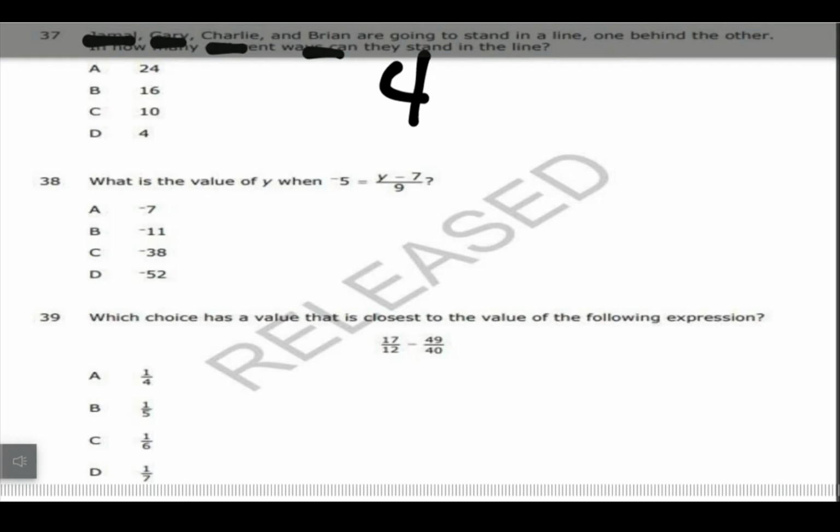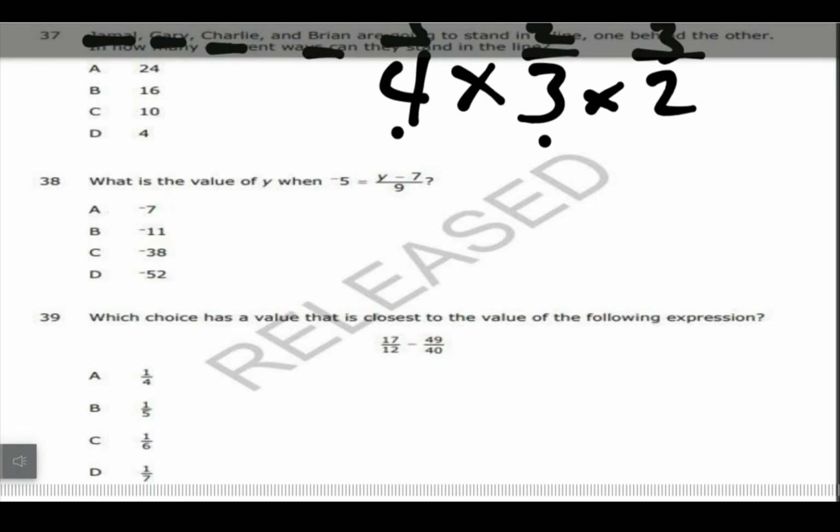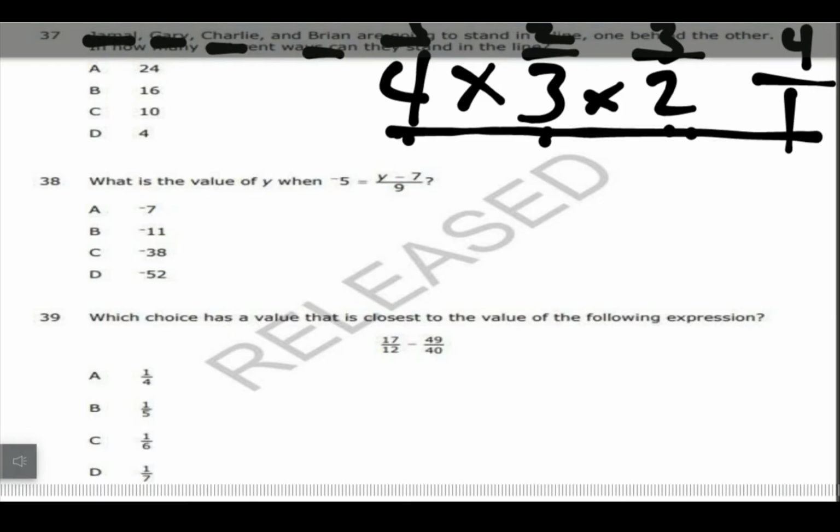So 4 people can stand in line in the first spot. In the second spot, somebody's got to stand in line first, so that means 3 people can stand in line second. Third, same thing. Somebody's got to be in second and first, so that means two more people can stand in third. And then for fourth, somebody's got to be first, second, and third, so there's only 1 remaining for fourth. So I can do 4 times 3 times 2 times 1, and that's 24.